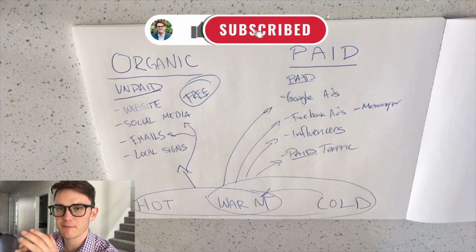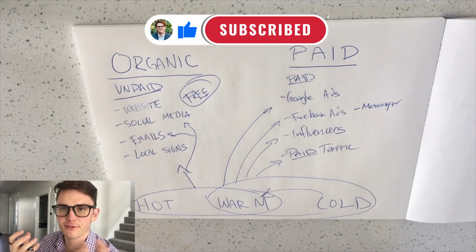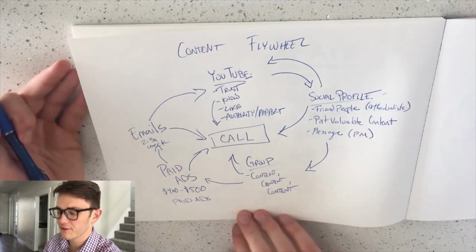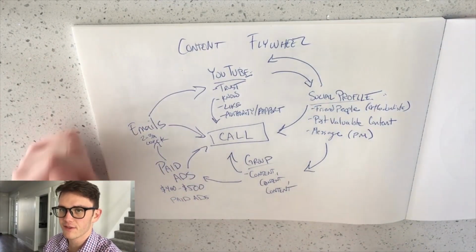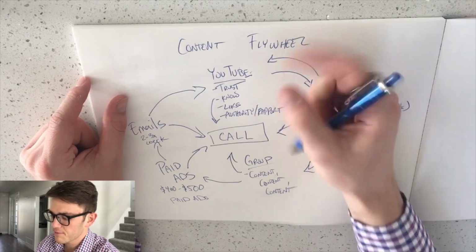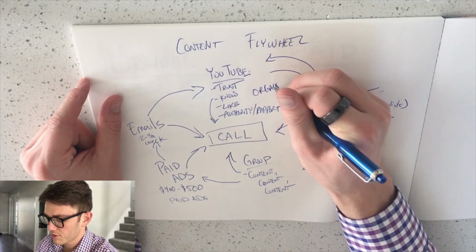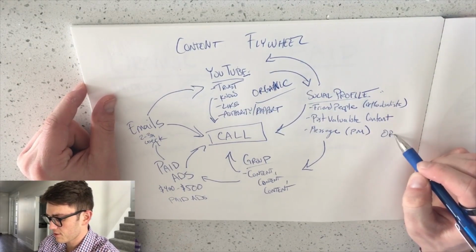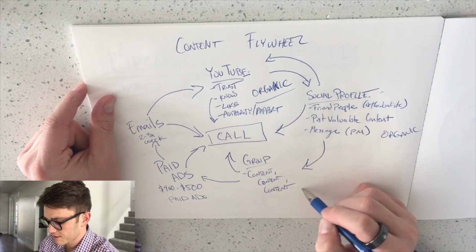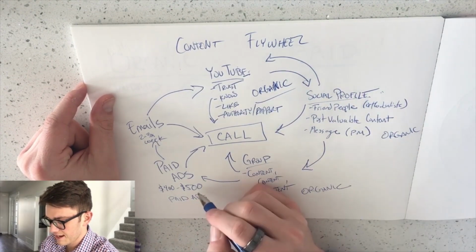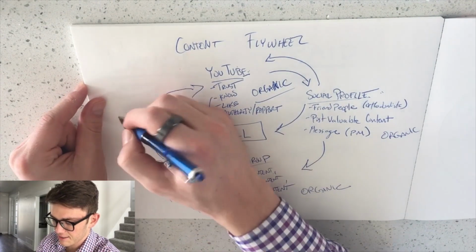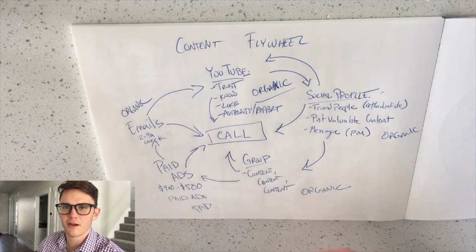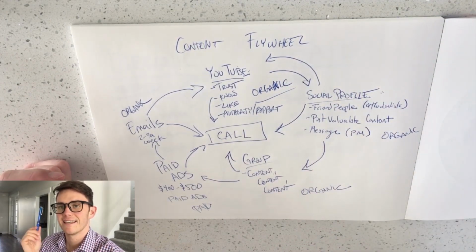So I've explained the difference, but what does that really mean for you? Which one am I supposed to do, Keaton? And the answer is yes, all of them. Remember this, the content flywheel? Let's talk about which of these are organic and which of them are paid. YouTube is mostly organic, right? But you can also pay for people to come to your YouTube page. Your social profile, most of these are organic. Group, this is going to be organic. Paid ads, this is obviously going to be paid. And emails is going to be organic as well. So you're like, wait, everything's organic. Why do I even need the paid part of things? And that is the kicker.